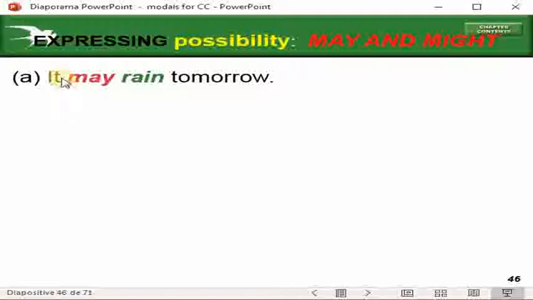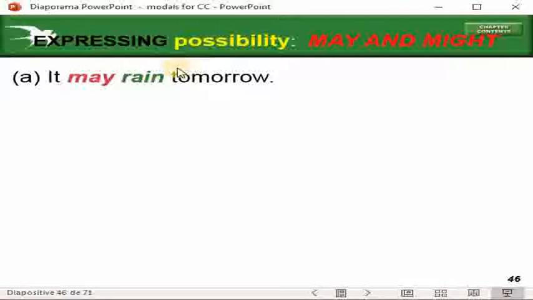This is another example: it may rain tomorrow. It may rain tomorrow. So we are not sure that it will rain tomorrow. I'm not sure: uncertainty, possibility, probability.